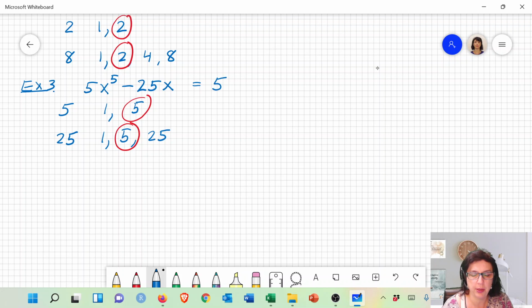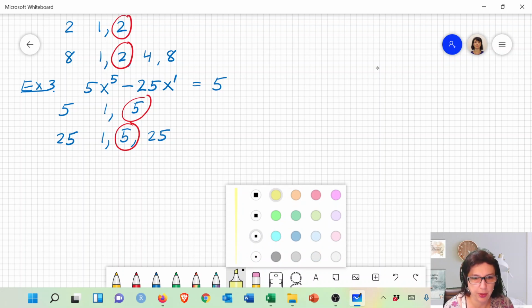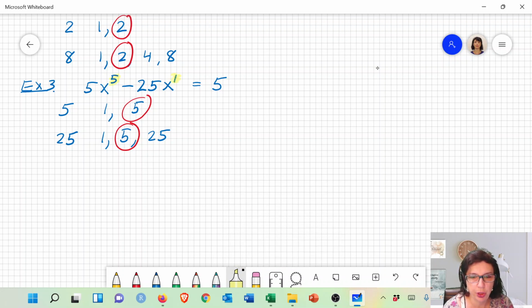So the 5 is going to be here. Next, I have to decide what about the x's? So this is x to the power 1, and that's x to the power 5. Let's compare them. When we factor out the GCF, we always take the smaller of the two powers. So that would be x to the power 1, right? For now, I'm just going to put the power 1 so we don't get confused.